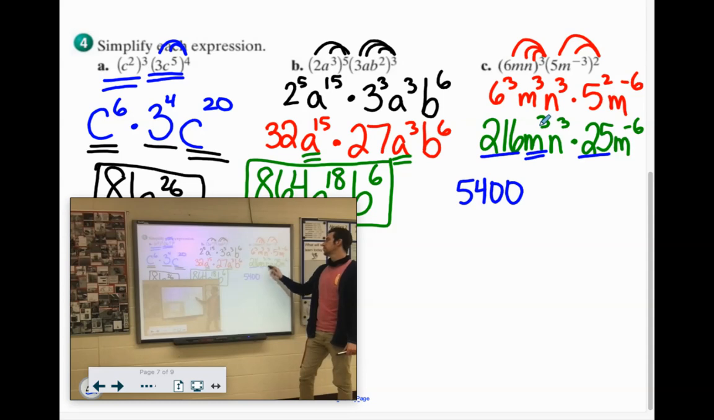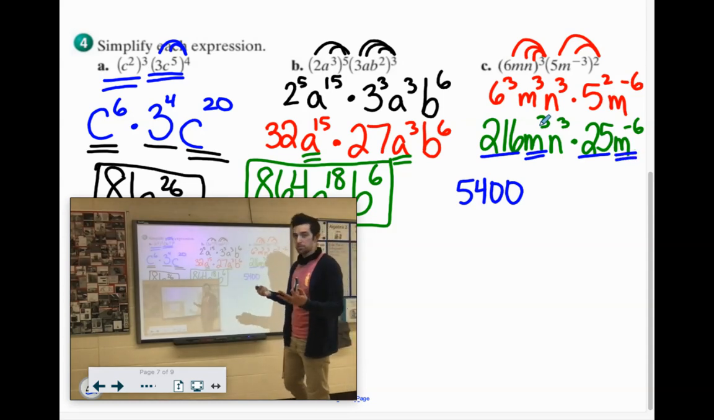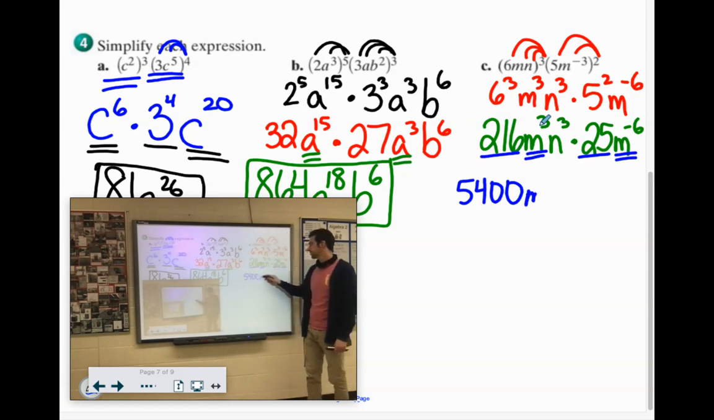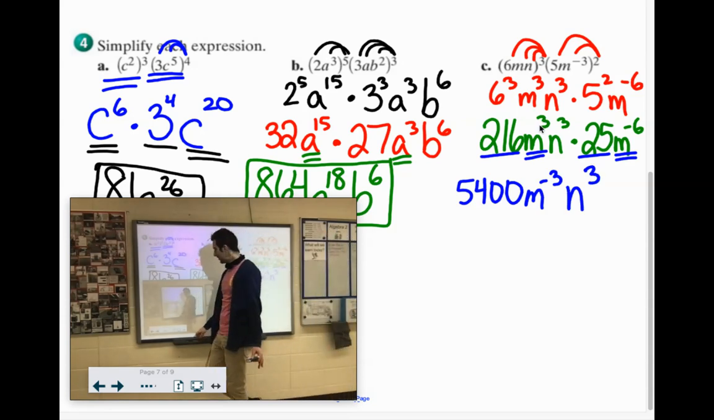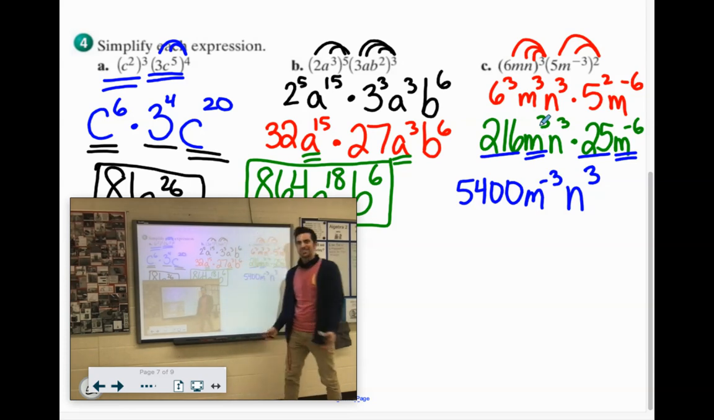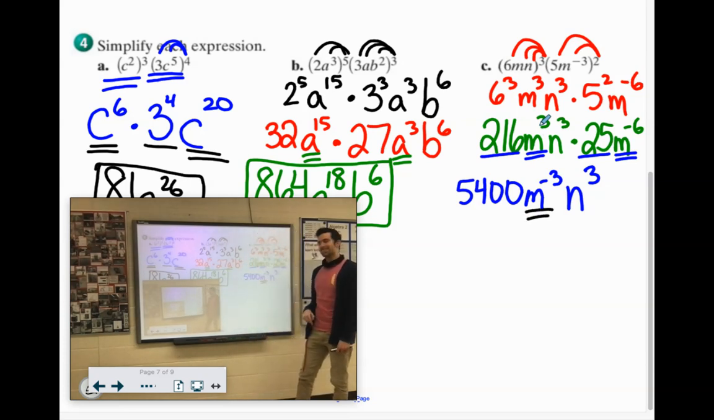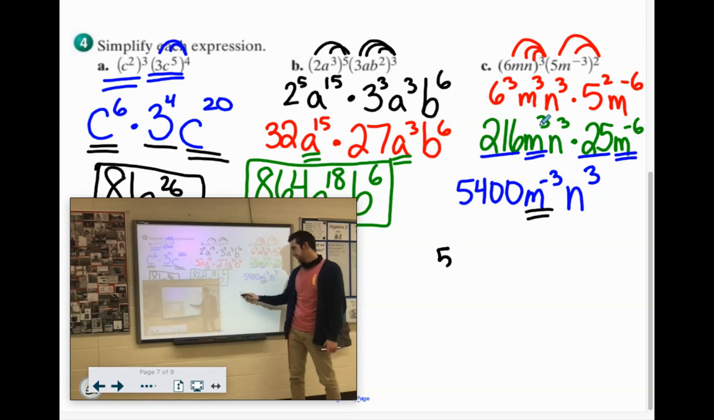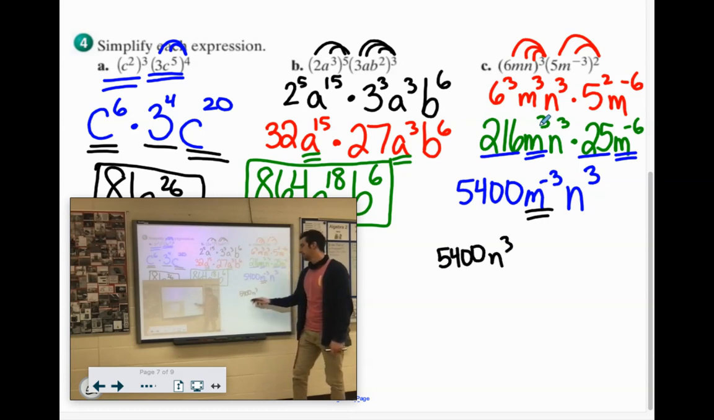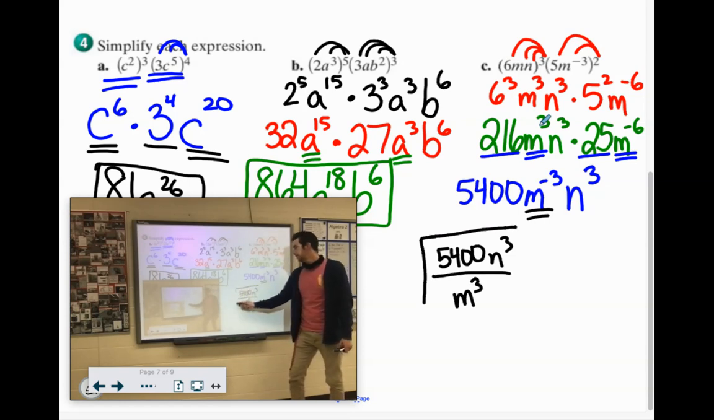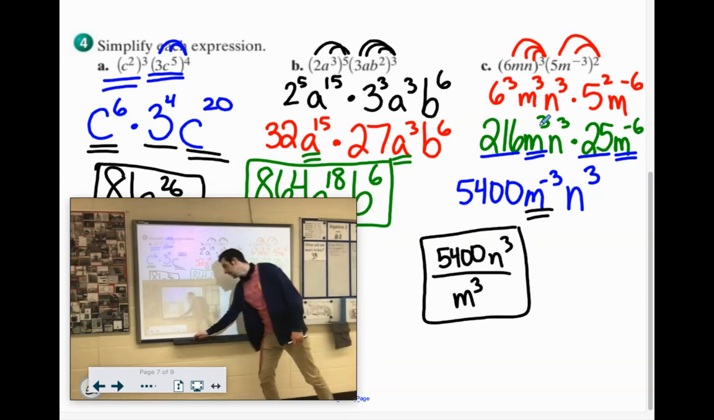For the m's, we have 3 plus negative 6. 3 plus negative 6 would be negative 3. And then for the n's, we still have that n to the third. Do we have anything to the 0 power? No. Do we have any negative exponents? Yeah. That's got to move. So our 5,400 can stay. Our n to the third can stay. But the m needs to cruise on down to the denominator.